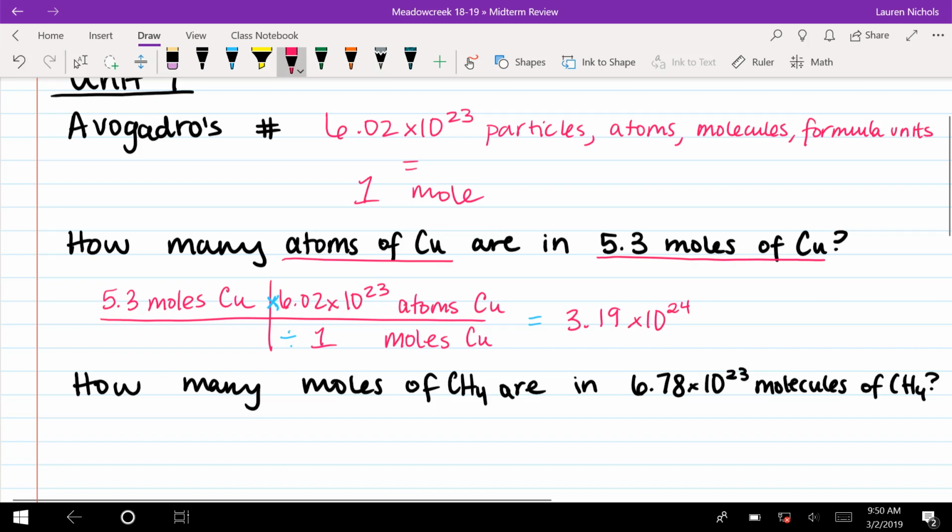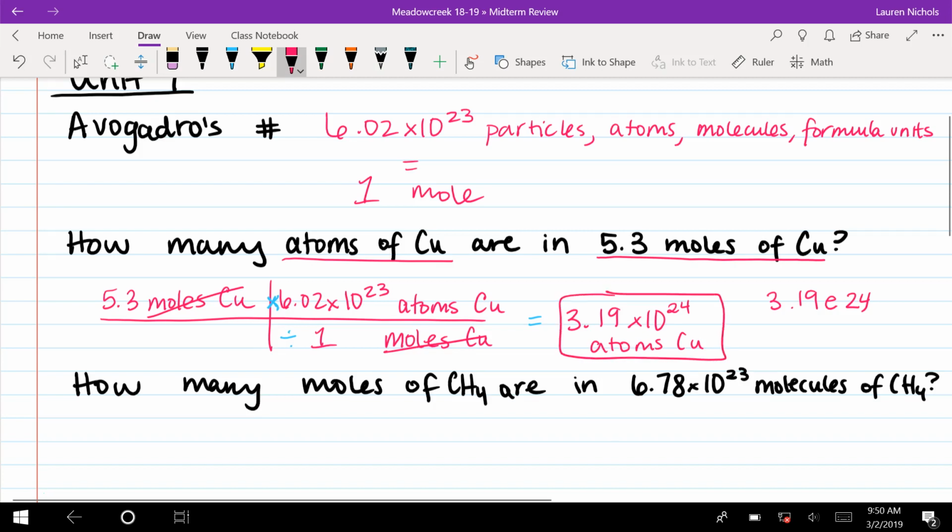Remember, a lot of your calculators will have it as 3.19 with maybe some extra numbers, and then it'll say E24. Remember that E is times 10. That's what that means. So our answer is actually 3.19 times 10 to the 24 atoms of copper, because our moles of copper cancel out.